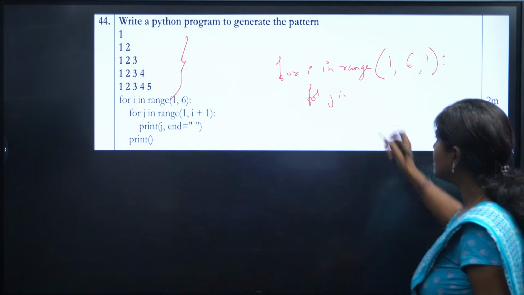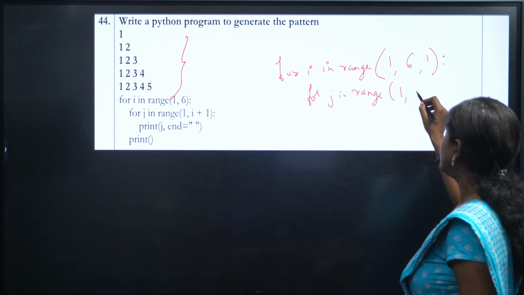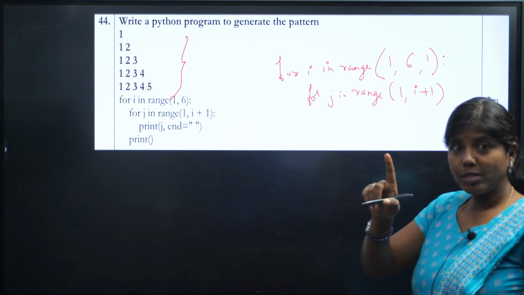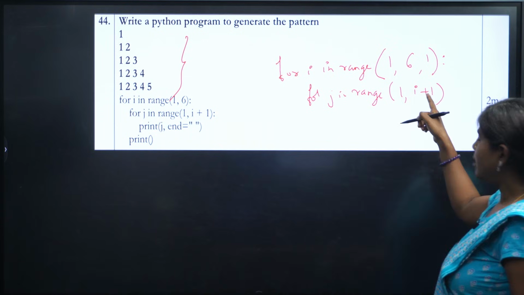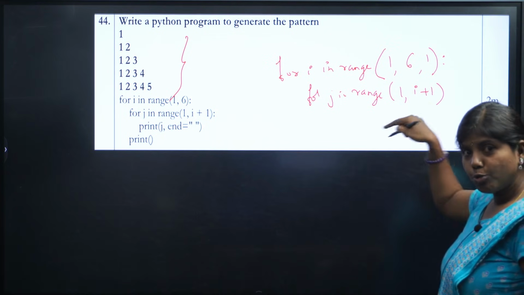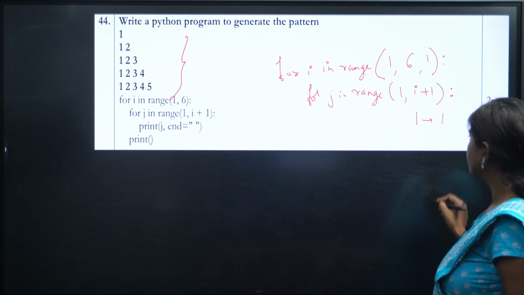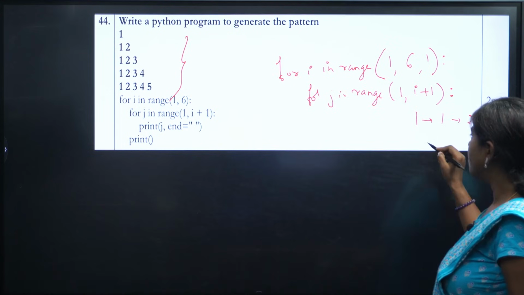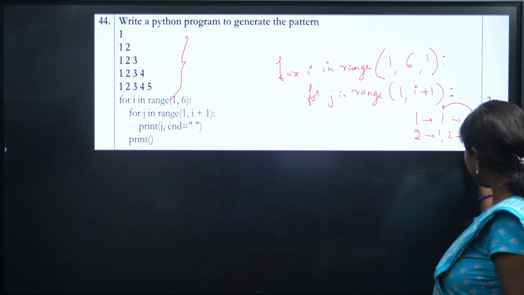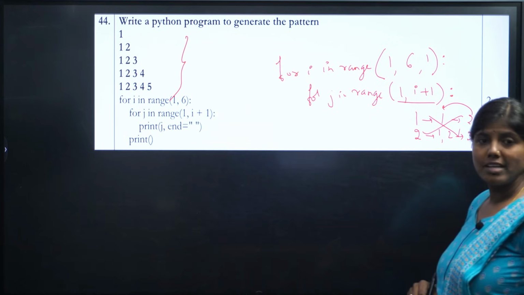Okay, so how do you proceed with this? For j in range(1, i+1). First row means 1 value. 1 means what? 1 only. i plus 1 should be there. 2 means 2 only. 2 should print, no, that's why plus 1. If it is 2 only, 1 will come. 2 means I should print 1 and 2, and here it should be 3 only, then 1 and 2 will come. That's why this is going to be i plus 1.